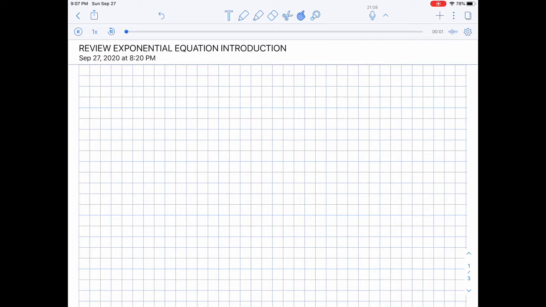What is an exponential equation? An exponential equation is an equation that contains an exponent. For example, let's create a table of values for input x and output y.